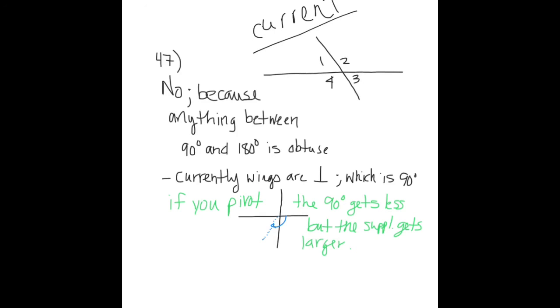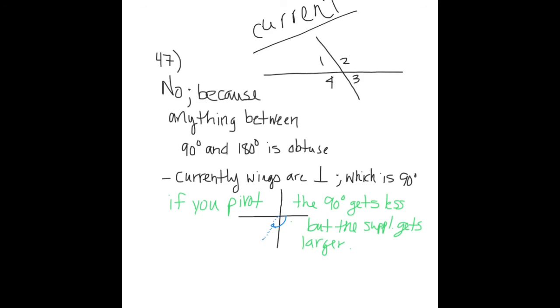So that would work. However, if you try to rotate or pivot these wings in any way, anything between 90 and 180 becomes obtuse. Currently the wings are perpendicular, so that's good. But if you do any kind of pivot movement, one 90-degree angle may get smaller, but the other 90-degree angle will get larger.